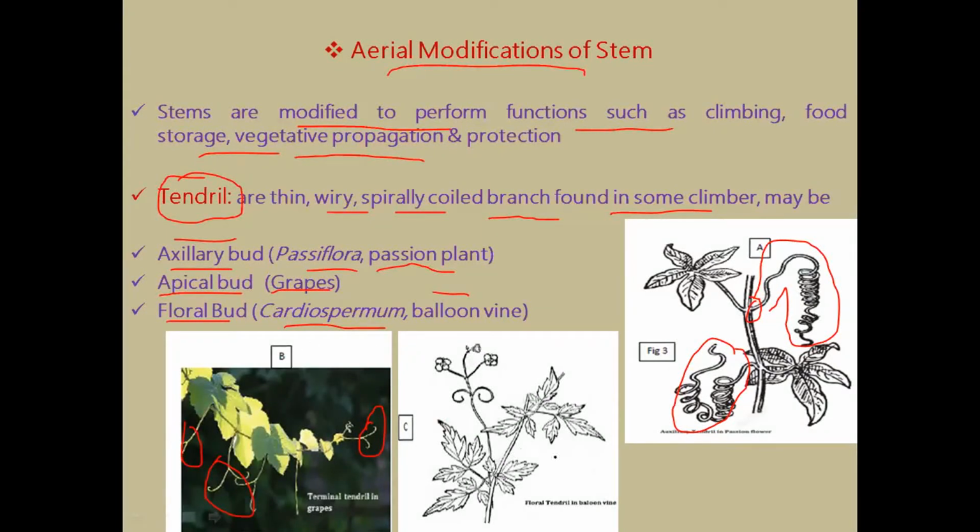The third one is floral buds. You can see here cardiospermum, balloon vine, the flower part. You can see this is flower. This is another flower. This flower developed into a tendril. So it has floral bud. So this is a type of aerial stem modification known as tendril.